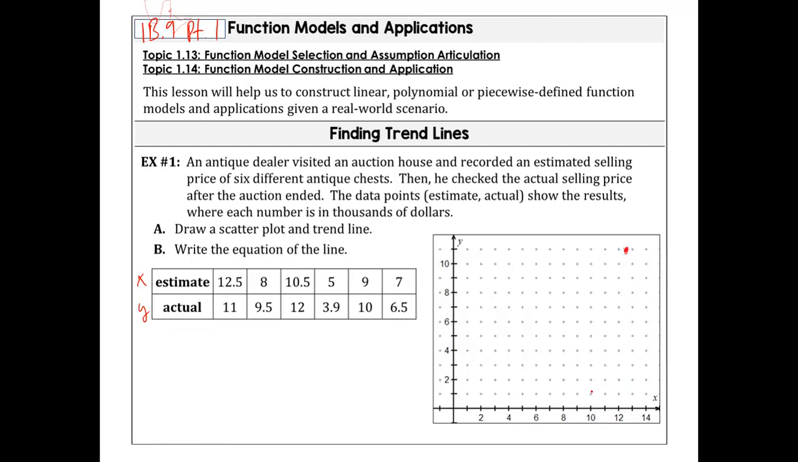Okay. Now I'm going to, I don't know, 8. I'm going to go up to 9.5. I'm going to go to 10.5, go to 5. I'm going to go to 9, go to 10. I'm going to go to 7 and go to 6.5.